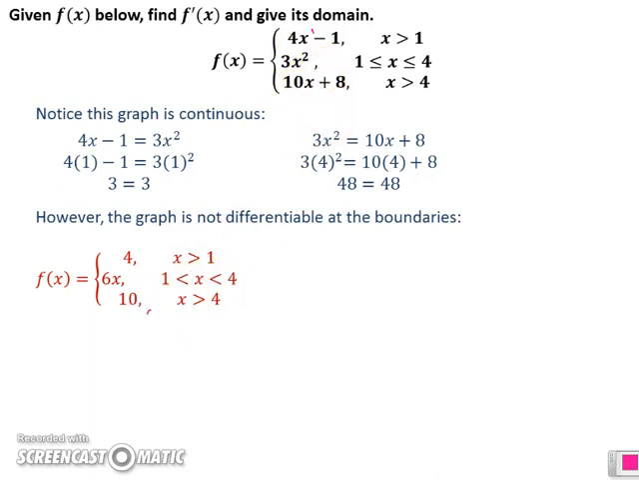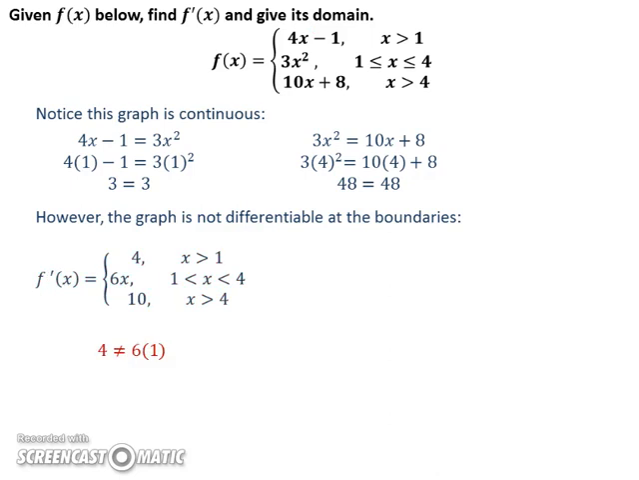So you find the derivative of each piece separately. And now we have to test it to make sure that the derivatives are equal to each other at each boundary point. So 4 equals 6x, plug in the 1, those are not equal. And then 6x equals 10, plug in the 4, which is where those two meet up, those two are not equal.